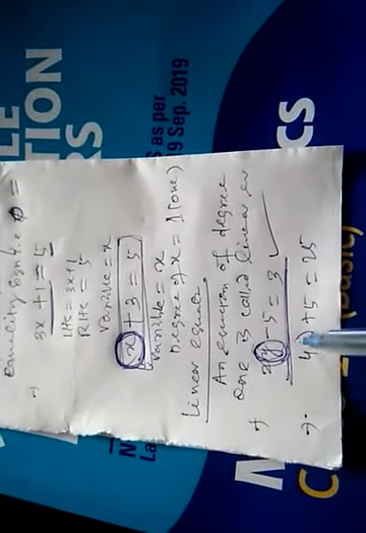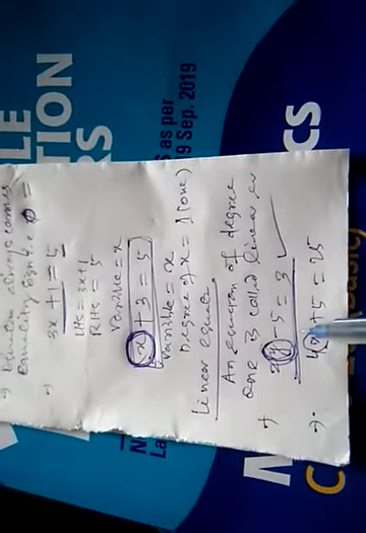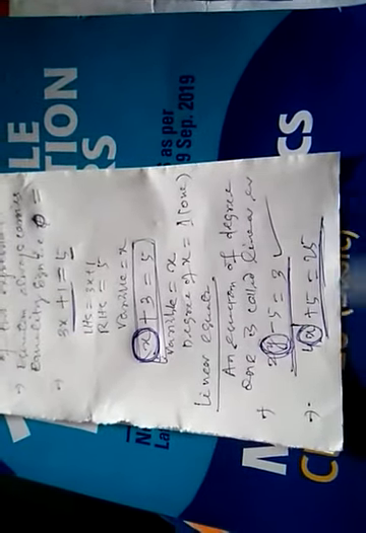Take another equation: 4x plus 5 equals 25. Here the variable is x. What is the degree, the highest exponent of x? It is 1. So this is called a linear equation in one variable because one variable is there.